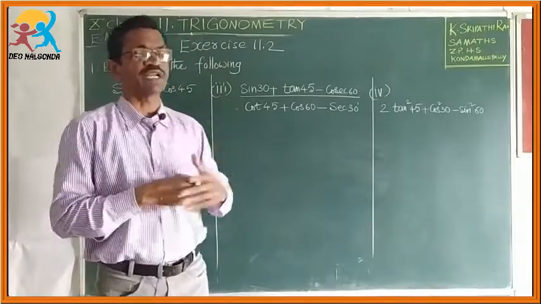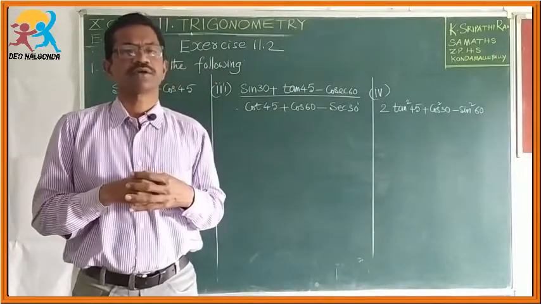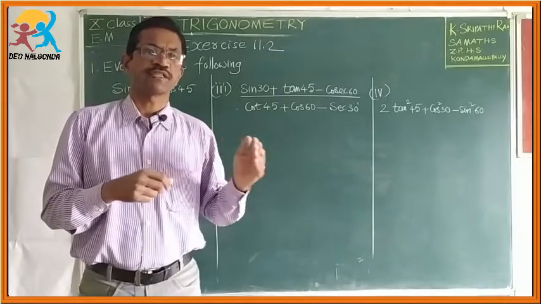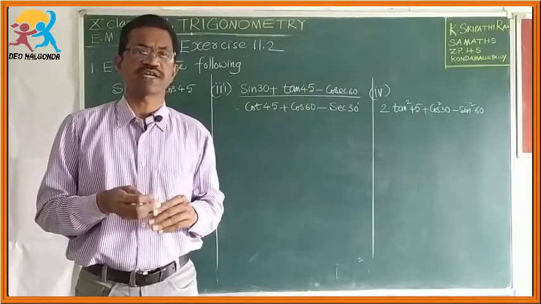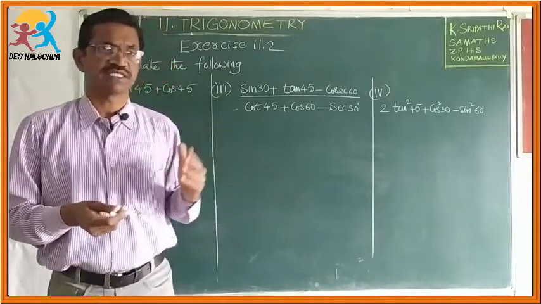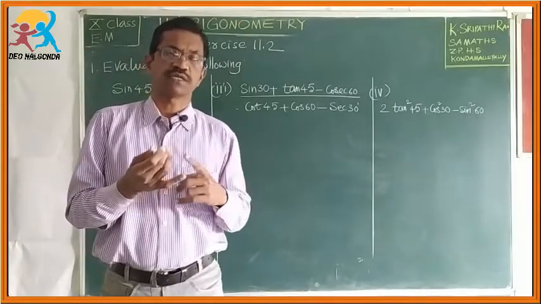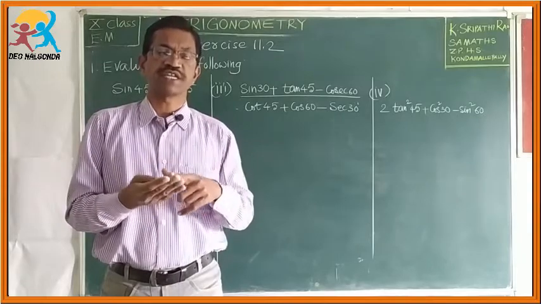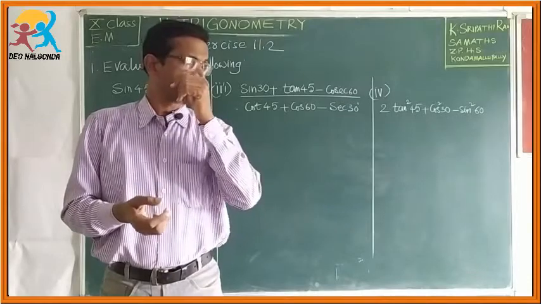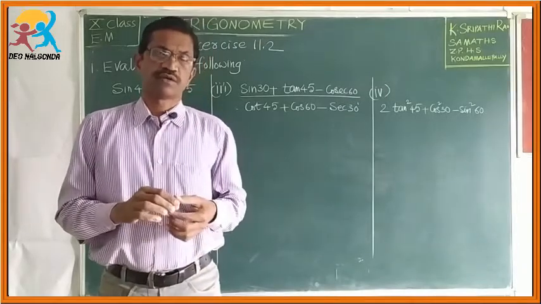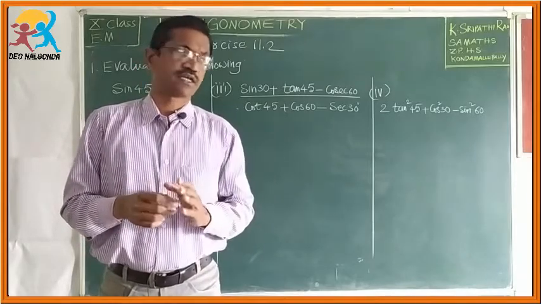This is the trigonometry chapter, the 11th chapter. In the previous class, we learnt how to find the trigonometric ratios for some specific angles, not for all angles, for specific angles: 0 degrees, 30 degrees, 45 degrees, 60 degrees and 90 degrees. So, we found all the values for these specific angles.